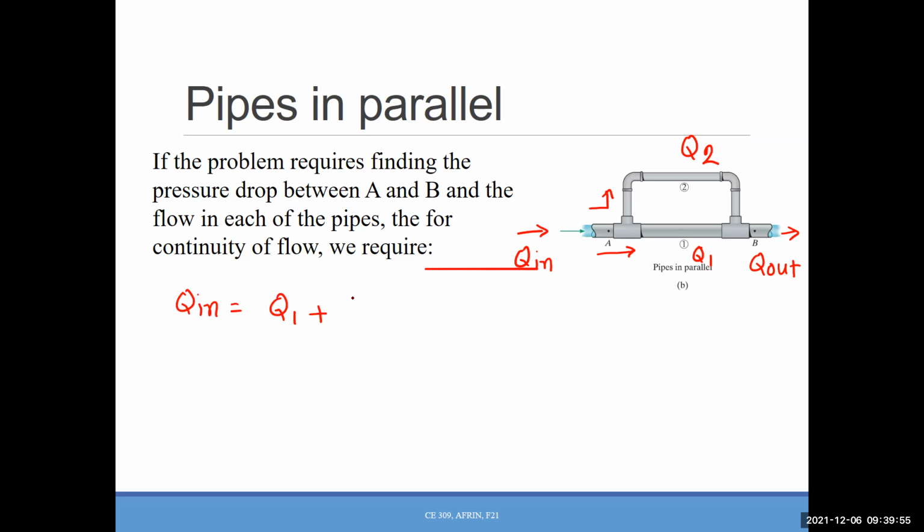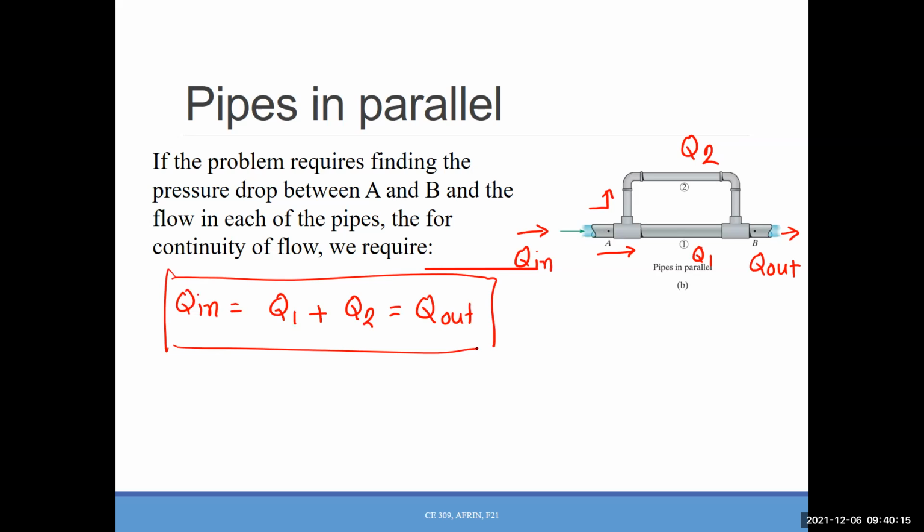So Q in equals Q1 plus Q2. If the pipe diameter, length, friction factor, everything is the same, it will be divided into 2. If it's not, we need to calculate what percentage is going into each pipe. Now, if I had 100 pipes here, it would be Q1 plus Q2 plus Q3, Q4, like that, right? Okay.